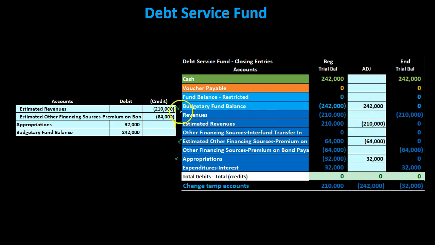So if we reverse this out, then we're going to say, here's the 210. We're going to credit that amount. It has a debit. We credit it, making it go down to 0. Then we have the estimated other financing sources on the books at the 64 debit. We credit it, making it go down to 0. We have the appropriations on the books at the 32,000 credit. We debit it, making it go down to 0. The difference being in the budgetary fund balance. Budgetary fund balance here, it going down to 0.